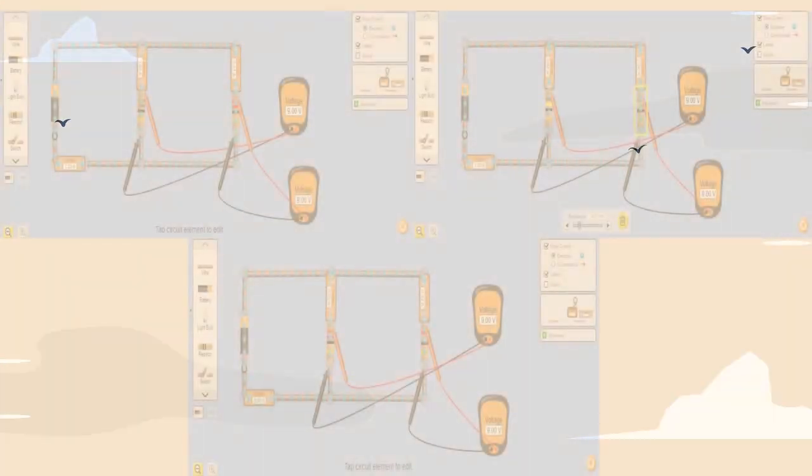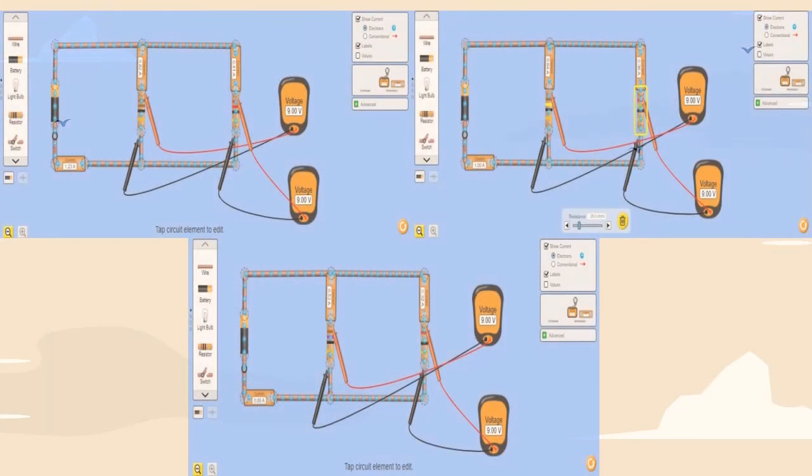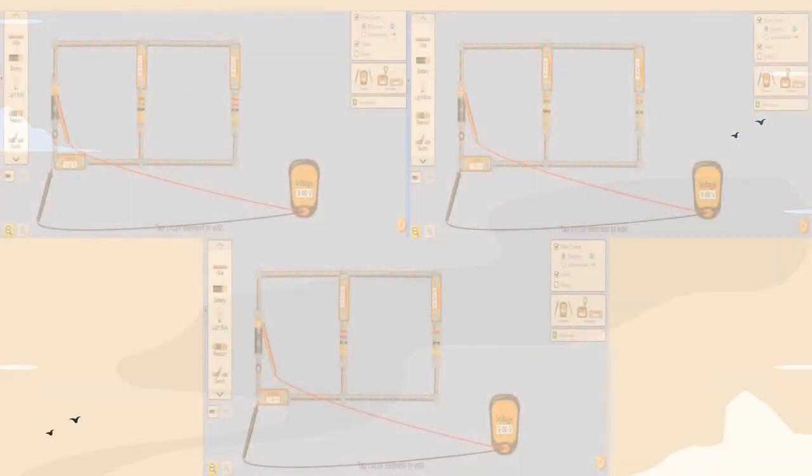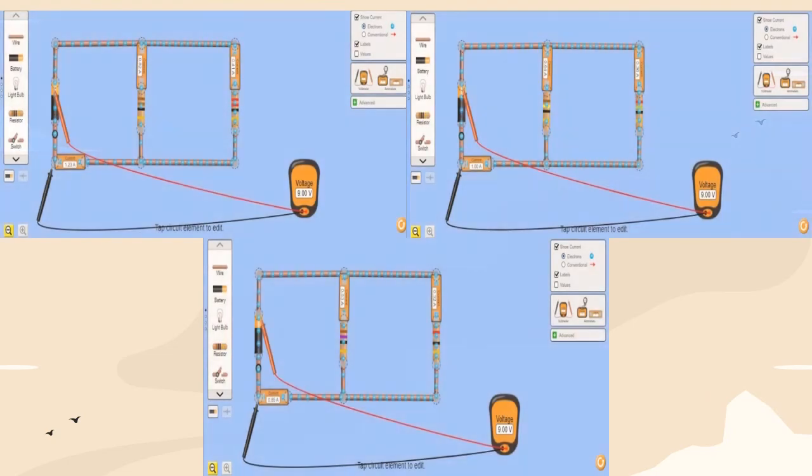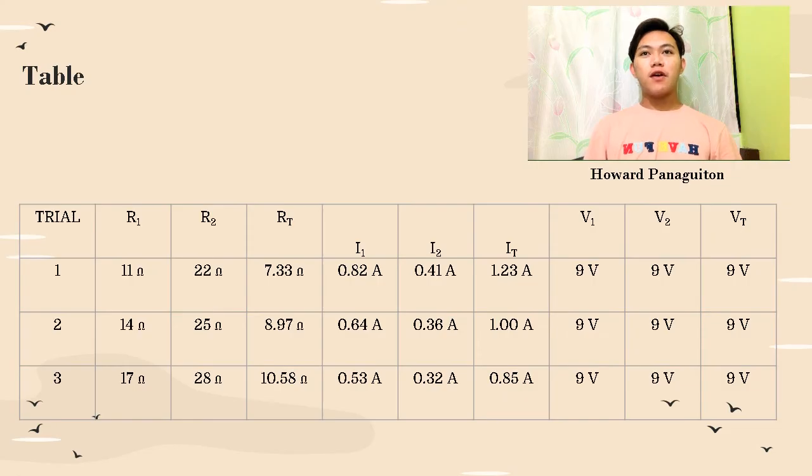These are the diagrams of our constructed parallel electric circuit for trials 1, 2, and 3. And these are the diagrams of the measured total voltages for each trial, which can be found in the first column. The R sub 1, the R sub 2, and the R sub T can be found in the second to the fourth column, while the I sub 1, I sub 2, and I sub T can be found in the fifth to the seventh column. Lastly, the V sub 1, V sub 2, and V sub T can be found in the 8th to the 10th column.